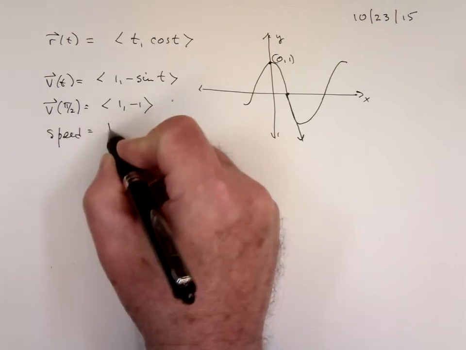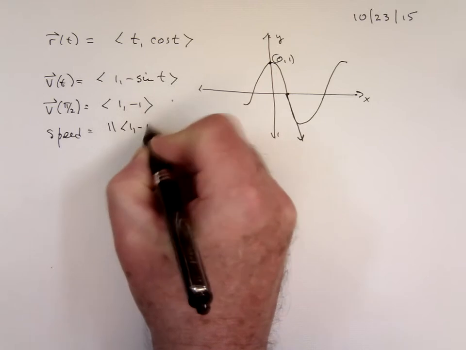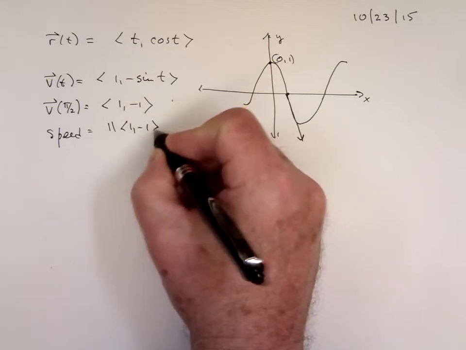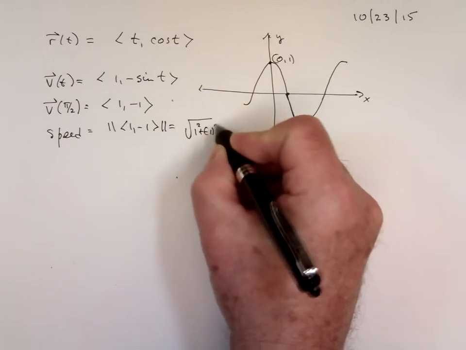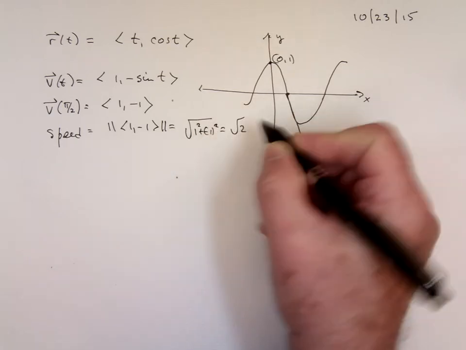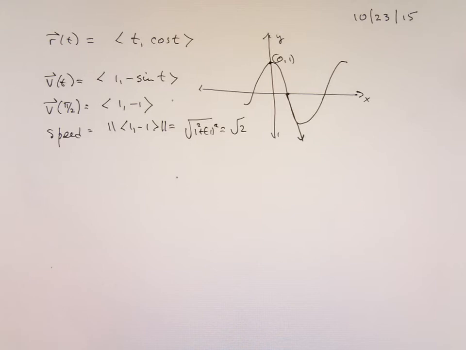Okay, the speed, magnitude of velocity at this point, square root of 1 squared plus -1 squared, square root of 2. That's the speed of this particle traveling along this cosine curve.